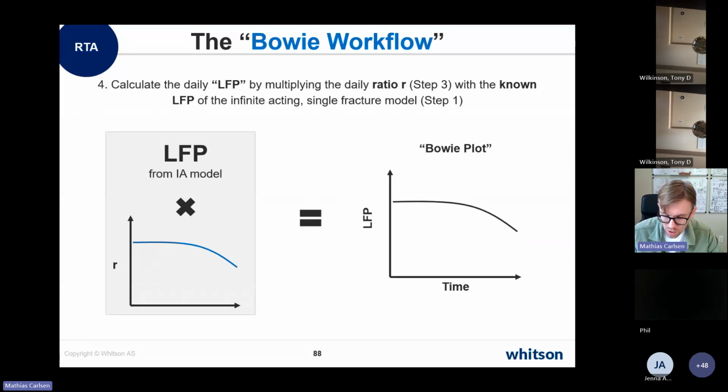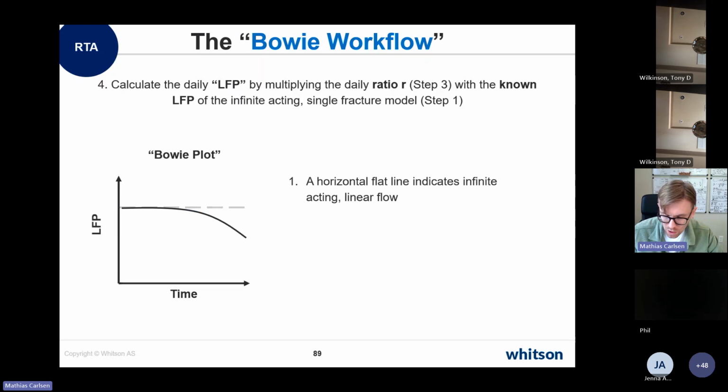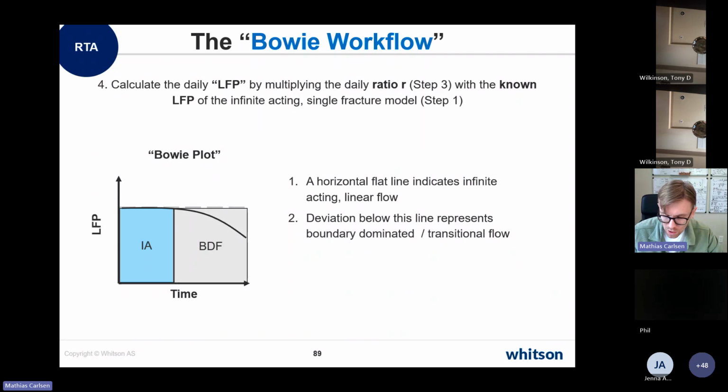get the diagnostic plot, this Bowie plot over time, where a flat horizontal line indicates infinite acting linear flow, deviation below this line represents boundary dominated or transitional flow, and the magnitude of the flat line itself indicates the LFP.